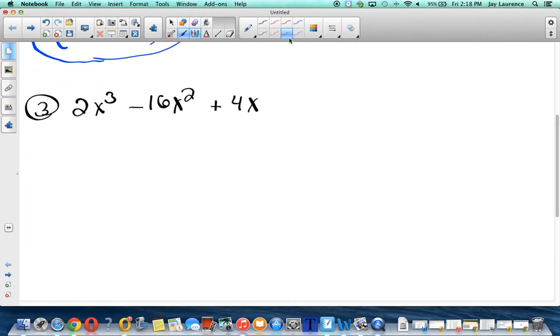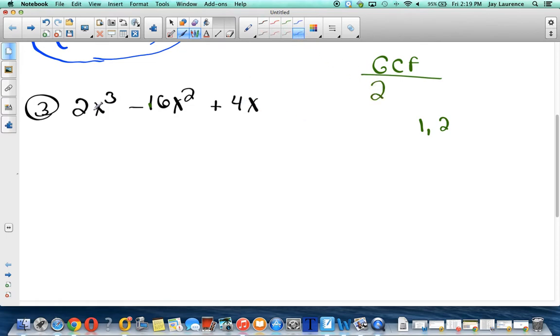Okay. So I'm going to go looking for the GCF of these three terms. I'm going to take the smallest coefficient, which is 2. So the factors of 2 are 1 and 2. Does 2 go into 16? It sure does. Does 2 go into 4? Yes, my GCF will have a 2 in it.